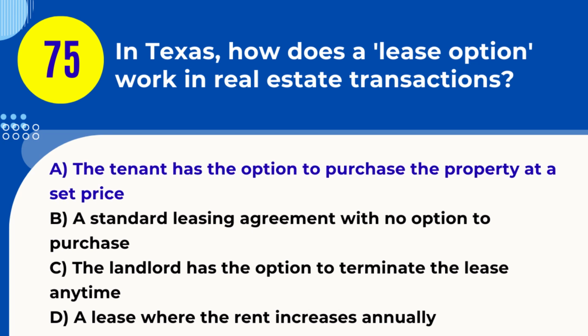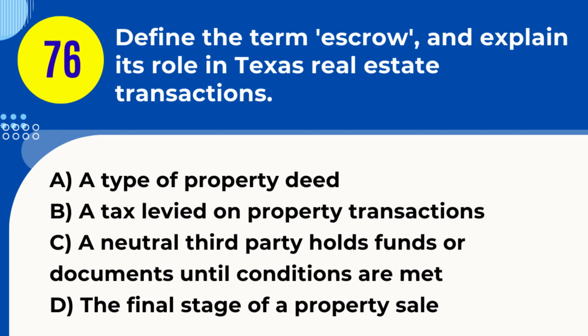Answer: A. The tenant has the option to purchase the property at a set price. Explanation: A lease option in Texas real estate is an arrangement where the tenant leases a property with the option to purchase it at a later date for a predetermined price. This option gives the tenant time to build up a down payment or improve their creditworthiness while locking in a purchase price. Question 76. Define the term escrow and explain its role in Texas real estate transactions.